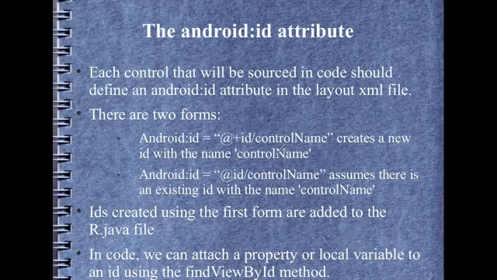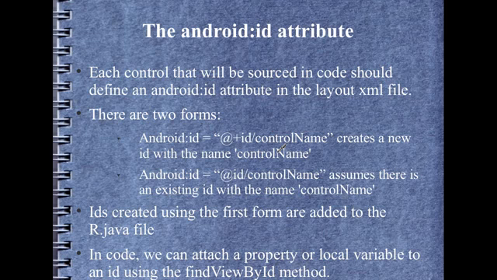Okay, so in an activity, in the XML file, we have a number of attributes. And the most important one, if we want to use a control or source it in our activity code, it needs to define an Android ID attribute in its layout XML file. There's going to be two forms. One has a plus before ID, and one has no plus before ID. It's just at ID. Plus will create that ID if it doesn't exist. Without the plus, it assumes there's already an existing ID with that name. Always use the plus form.